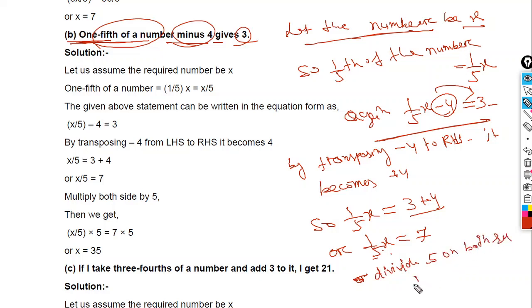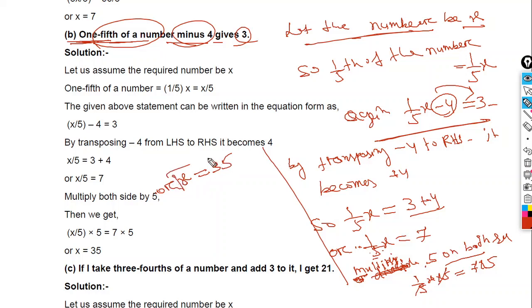Oh sorry, we don't have to divide, we multiply, because 5 is divided here. If we multiply by 5, then only the 5 will be cancelled. So multiply 5 on both sides: 1 by 5x into 5 equal to 7 into 5. Now 5 cancels, x will be equal to 7 into 5, which is 35. Here it is multiply, not divide. So this is your answer. In this way we will solve it.